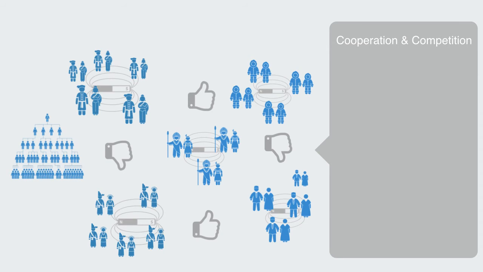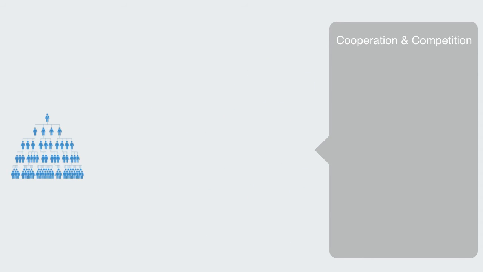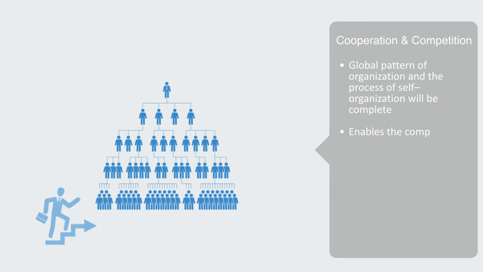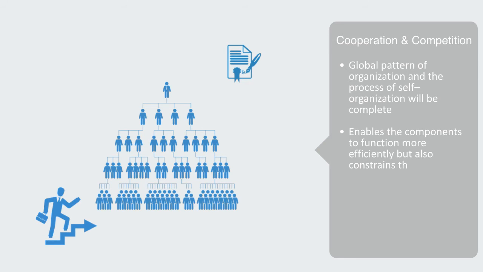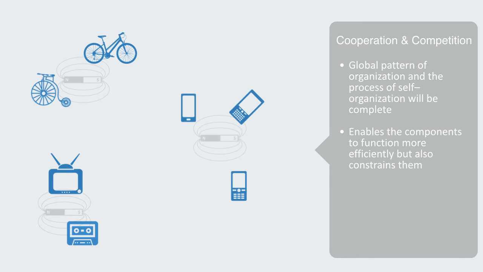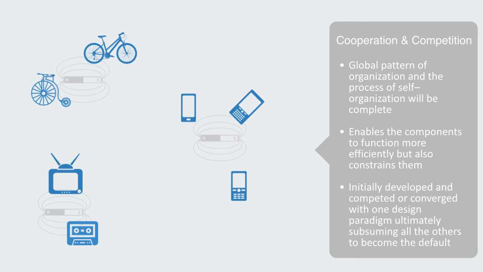The net result of this cooperation or competition being that all elements will be aligned within the global pattern of organization, and the process of self-organization will be complete as this new pattern of organization both enables the components to function more efficiently, but also constrains them by making them comply to globally accepted protocols of communications and behavior. As examples of this, we could cite the development of most technologies, from video cassette tapes to bicycles and mobile phones. Different design patterns to the technology were initially developed and competed or converged, with one design paradigm ultimately subsuming all the others to become the default.